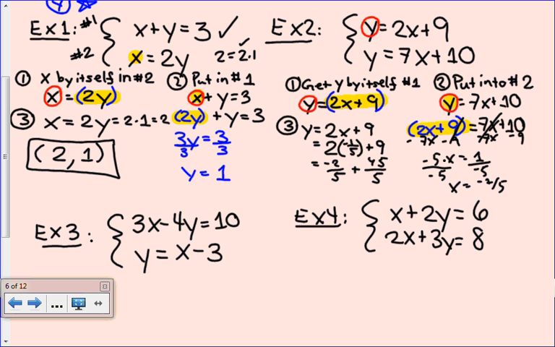You see how I mean that? 45 divided by 5 is 9. And so we do get 43/5. And there's our y value. So here we have negative 1/5 and 43/5. So again, much better way to find the solution to that.